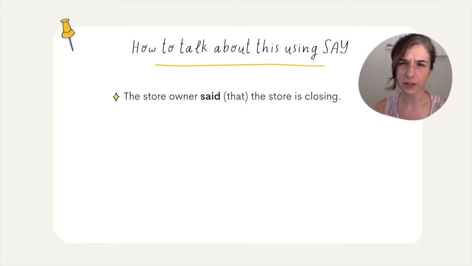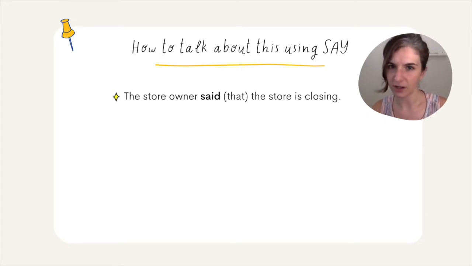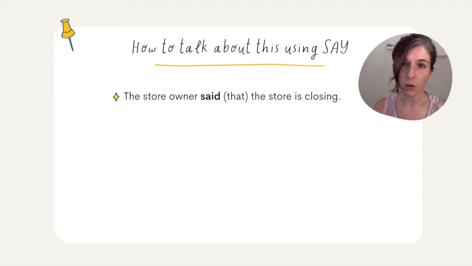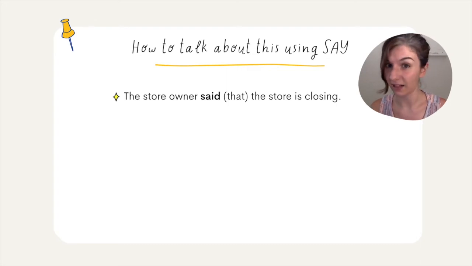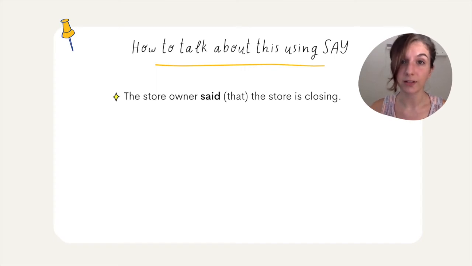Okay, how can we talk about this same situation about the store closing using say? Well, one thing that we can say is that the store owner said that, again, that is optional, that's why it's in parentheses, the store is closing. The store owner said the store is closing.